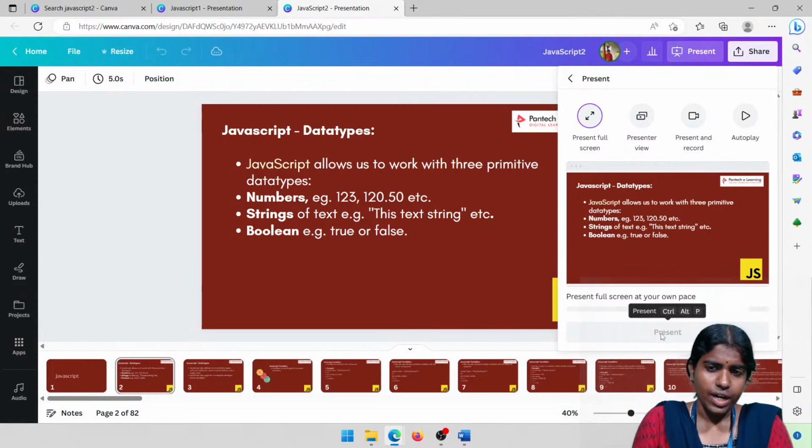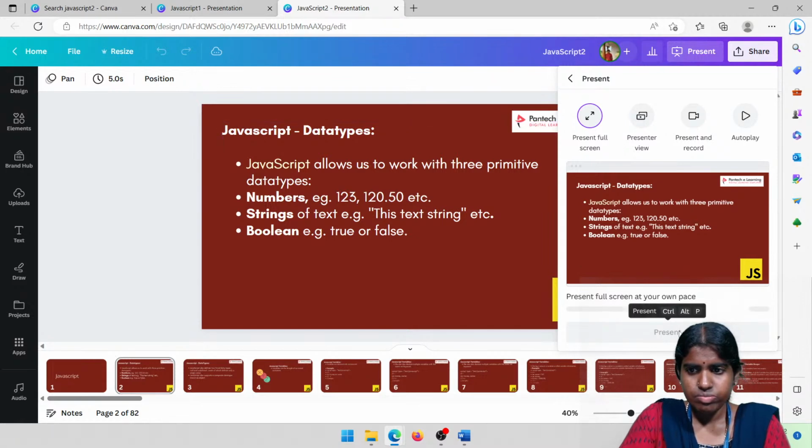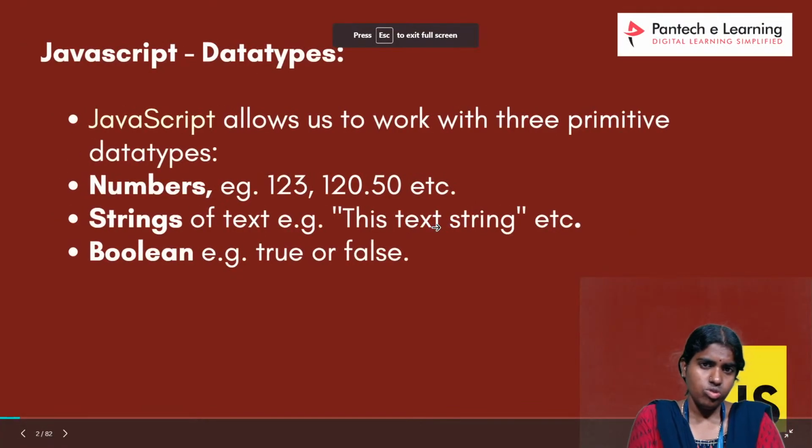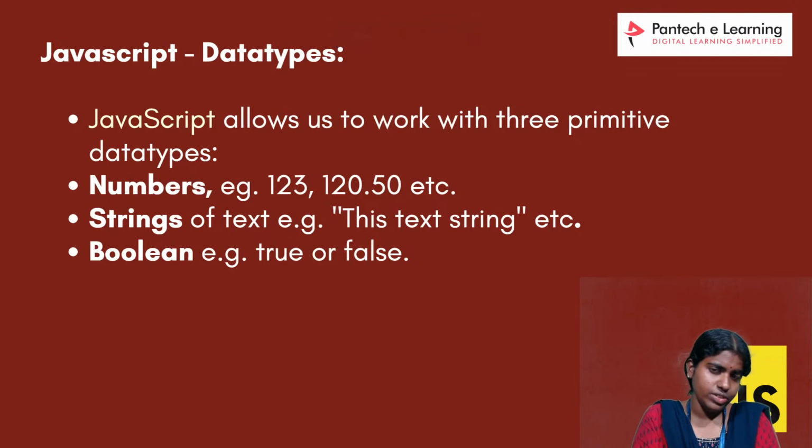So what are the different data types available in JavaScript? JavaScript allows us to work with 3 primitive data types. The first one is numbers. The second one is the string data type, and the third one is the Boolean data type. So all these are the different data types available in JavaScript.